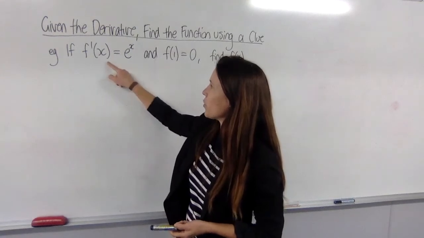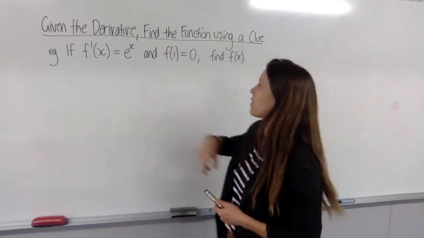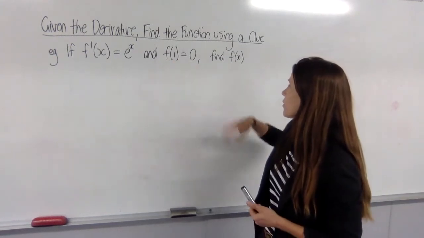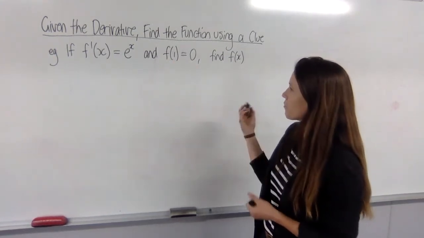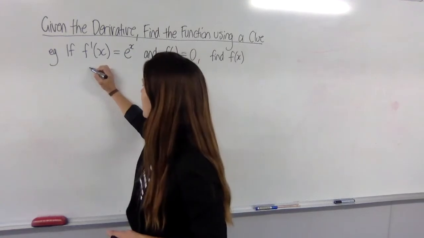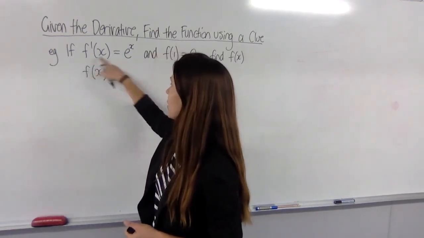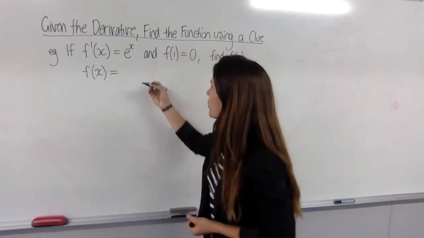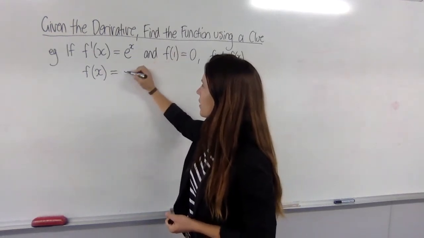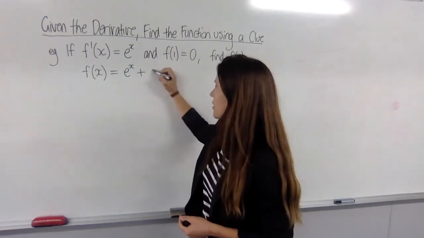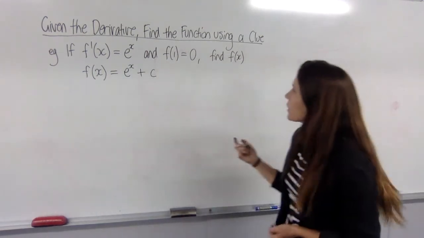We know that the first derivative of something is e to the power of x. And we have a clue here that the function of 1 is 0. So we need to find f of x. So the first thing to do is to say, well, let's find an equation for f of x. In other words, we need to integrate this one and come up with something. Now, integrating e to the power of x gives us e to the power of x, but importantly, we also need plus c here.